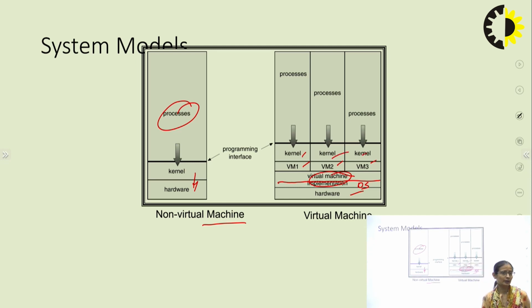These kernels can be identical or different. For example, here we can have a Windows OS, here we could have Unix, here we could have a Mac, and so on. So we could have the same or various flavors of the operating system, each running in a different virtual machine. And all these virtual machines have their own sets of processes. So it gives the illusion to the user that all these processes are directly operating on the hardware.